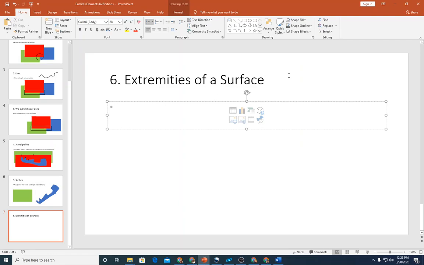All right, I have no idea whether you answered correctly or not, but here's the actual answer according to Euclid. And remember, extremities of a surface are lines. All right, sort of straightforward here.